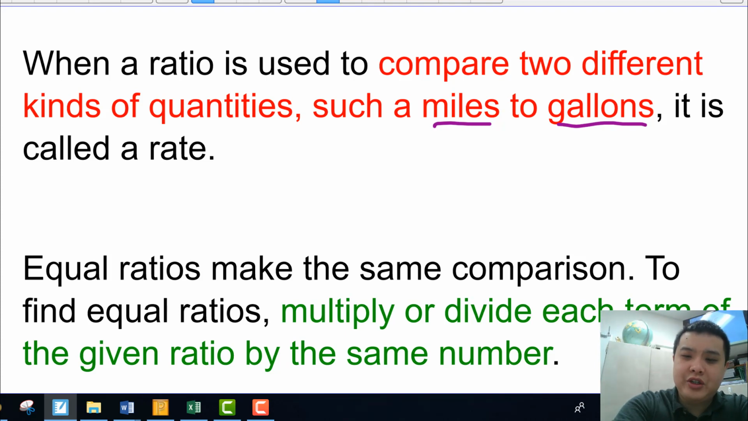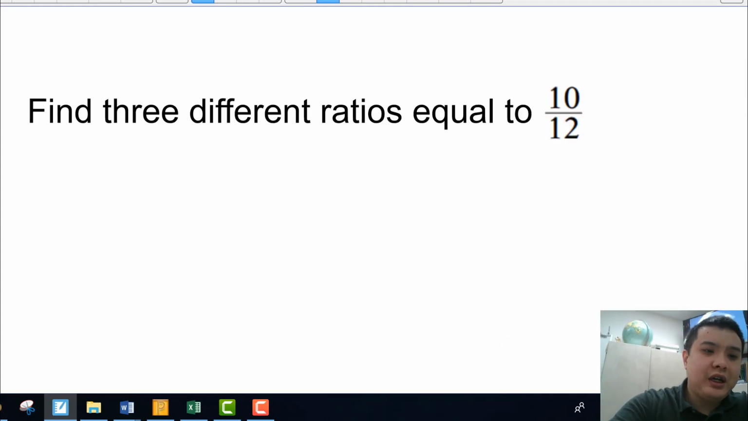Okay? Equal ratios make the same comparison. To find equal ratios, multiply or divide each term of a given ratio by the same number. This is very similar to finding equivalent fractions. Okay? So, again, we can still write ratios as fractions.